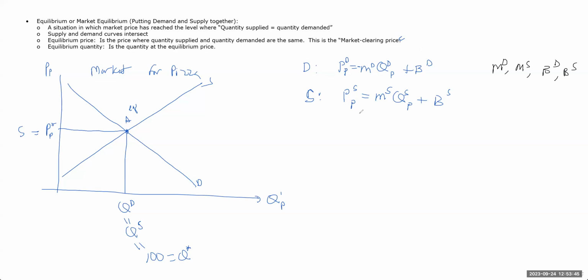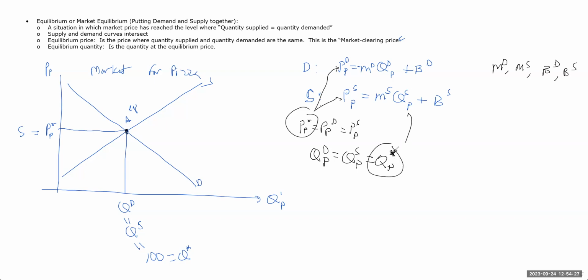Okay, so I'm going to solve for this generically and then solve for it using a number. In equilibrium, what we have is P star is equal to P_D for pizza, which is equal to P_S for pizza. So I'm going to plug this into here and into here. And what we also have in equilibrium is Q_D for pizza, quantity demanded of pizza, equals quantity supplied of pizza, equal to Q star of pizza.